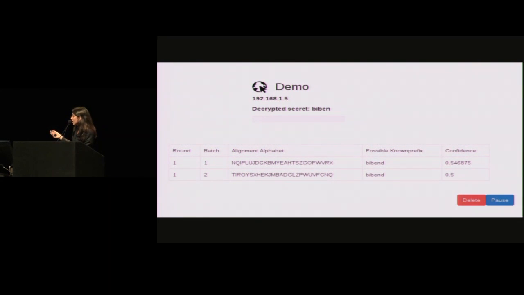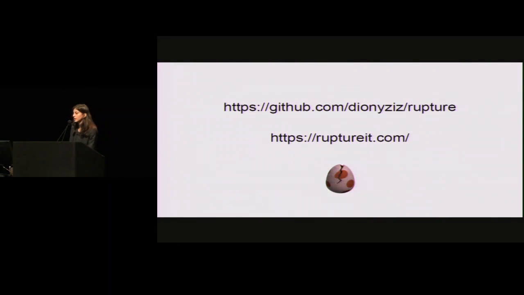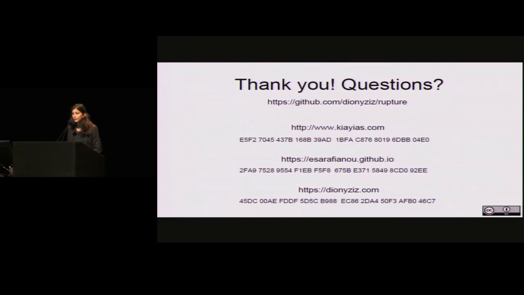As you can see, the possible known prefix is D. This is what we saw on our website. It was bibendum, and we decrypted D, and the prefix we already knew was biben. And this goes on, and that's how the attack evolves. This took about 6 minutes, and you can see it's a real-time attack. And this is pretty much all I had to say. This is our repo and our website. And thank you very much for your attention.